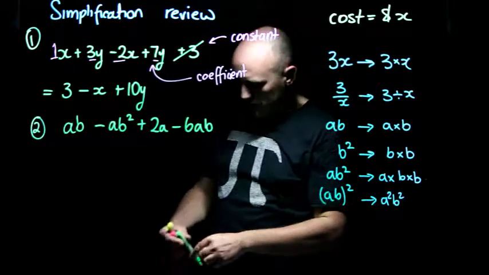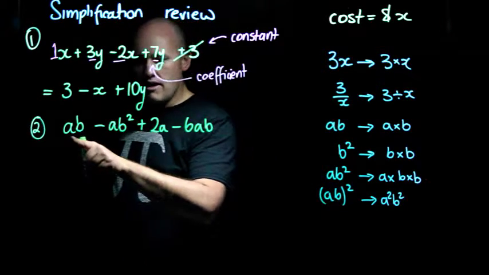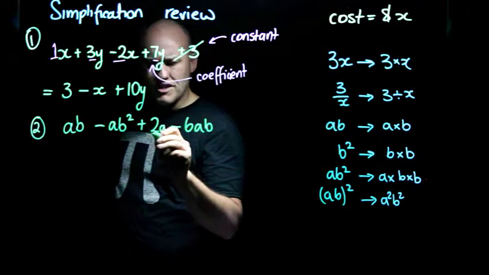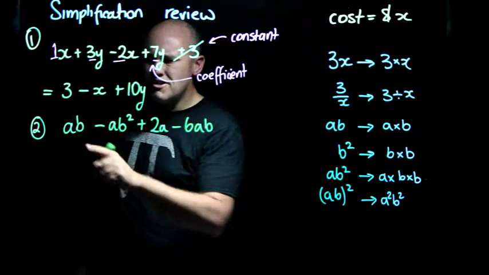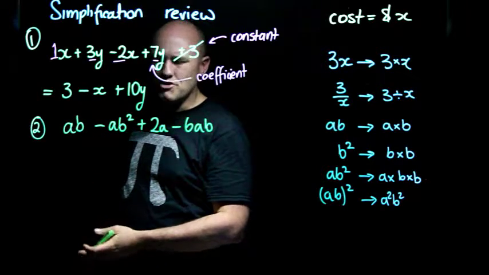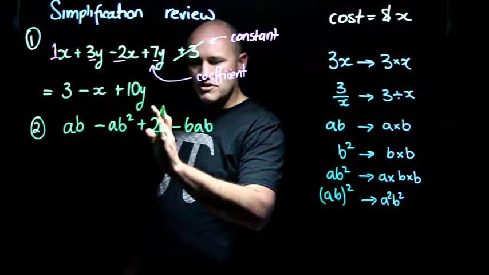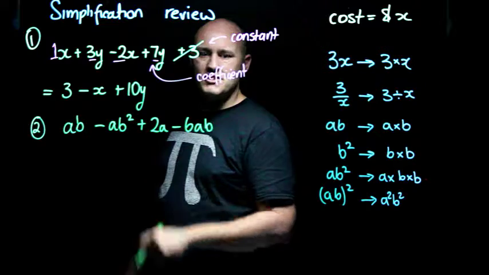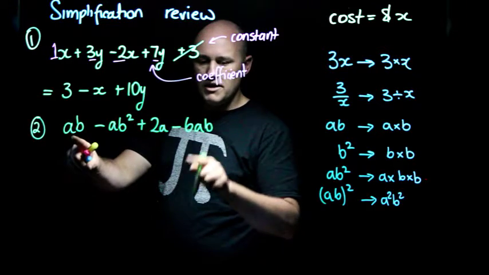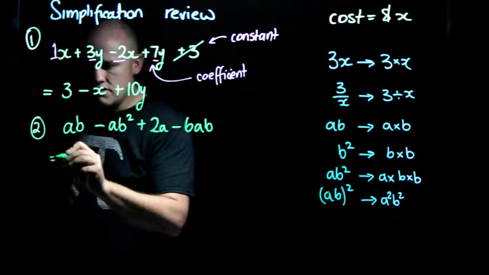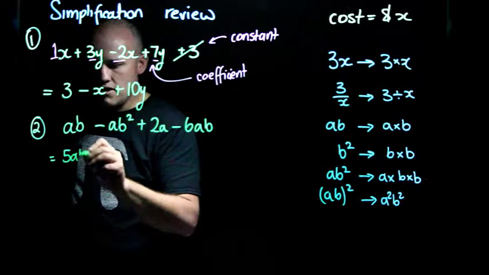So if you get something like this, I'm going to start with my ABs. The convention might say that you come to the simpler terms, but let's just do it in order. It doesn't really matter. Start with the ABs. That's a different term, that's a different term, minus 6AB. So I've got 1AB minus 6AB, so this is equal to negative 5AB.